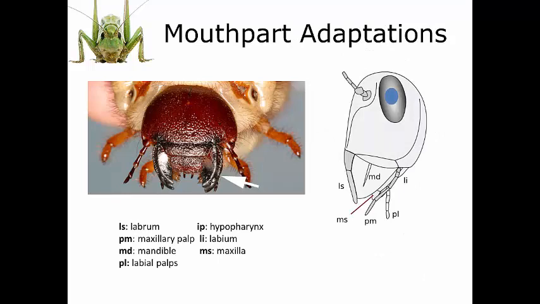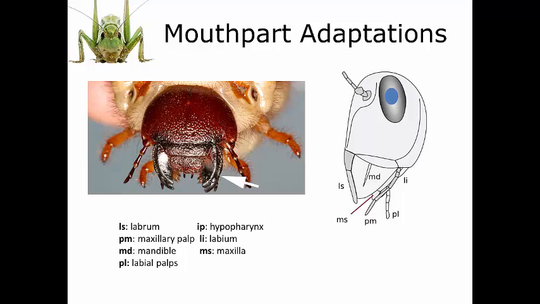Now, let's take a look at some of the major mouthpart adaptations close up as they sit on an insect. I have shown you a couple of times now the dissected out mouthpart, so you should know what these different words mean: the labrum, maxillary palp, mandibles, labial palps, hypopharynx, labium, maxilla, right? So you understand where they're at.